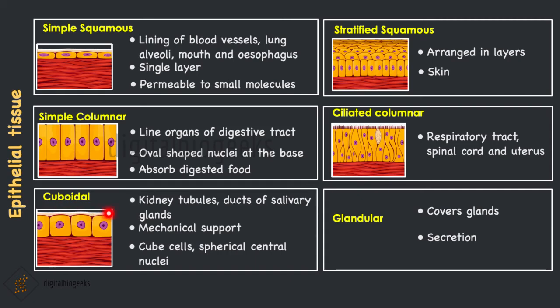Next is the cuboidal epithelium. It lines the kidney tubules and ducts of salivary gland. It consists of a single layer of cube-like cells. You can see cube-like cells here. They have large spherical and central nuclei. It provides mechanical support. Glandular epithelium is there. Their main function is secretion and it covers the glands of our body.